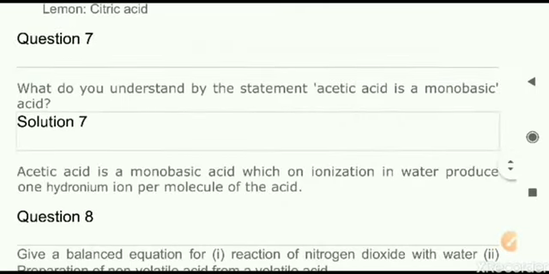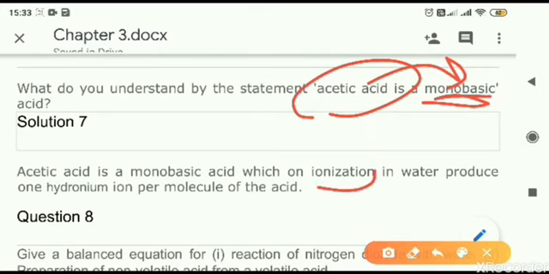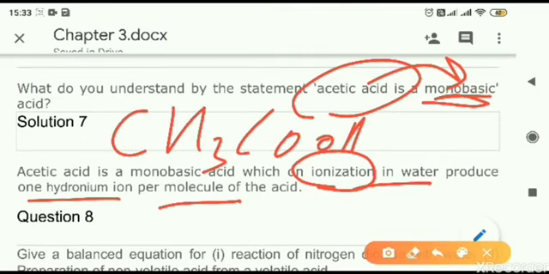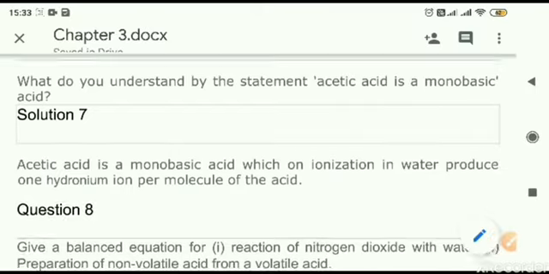Then question number 7, what do you understand by the term acetic acid is a monobasic acid? So you have to explain. They are asking what is the monobasic acid, that is only what they are asking. So acetic acid is monobasic means what? It means that on ionization in water, when we put acetic acid in water, it will form ions, and those ions will produce one hydronium ion per molecule. That means one molecule of acetic acid, CH3COOH, that is vinegar, will produce one H plus ion, that is H3O hydronium ion.